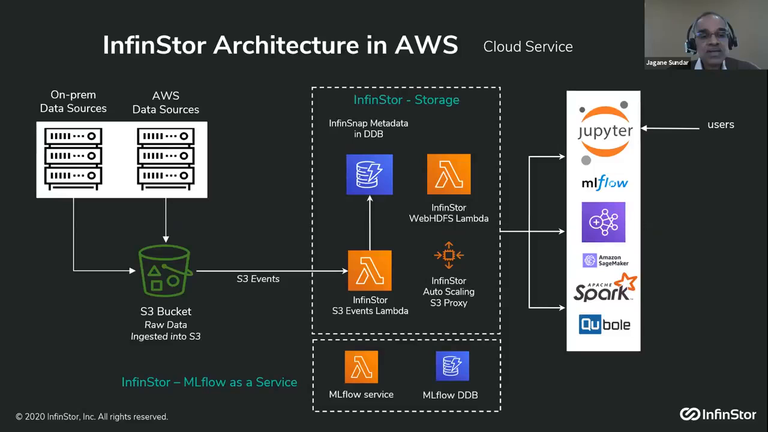All we require is S3 events from that S3 bucket need to flow into our S3 events Lambda. We use this Lambda to create a metadata layer in a DynamoDB instance that gives us access to InfantSnap. The read interfaces are Web HDFS emulation. This is very convenient for native Hadoop tools like Kubeflow, Spark, even Elastic MapReduce. We also have an auto-scaling S3 proxy that helps native tools like Boto3 clients written in Python and other cloud-first applications to access our snapshot-based view of the bucket.